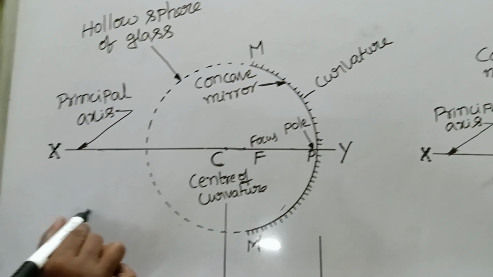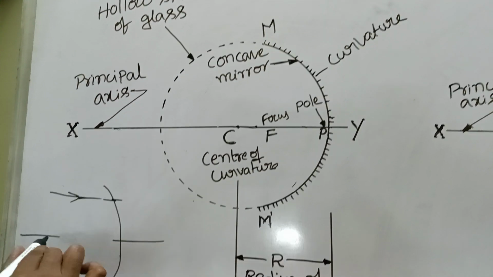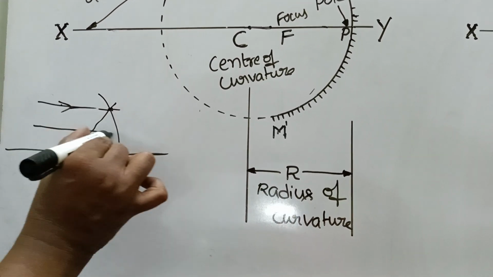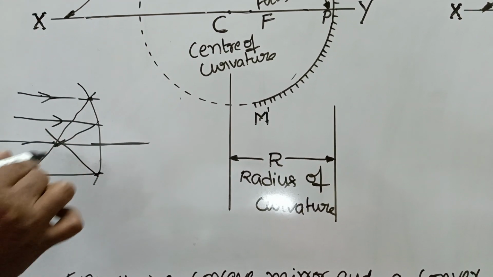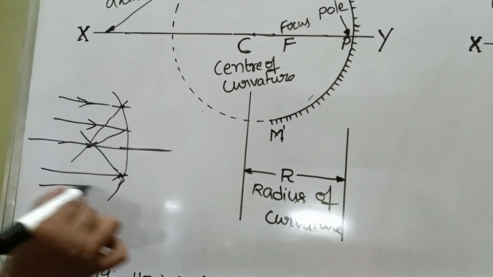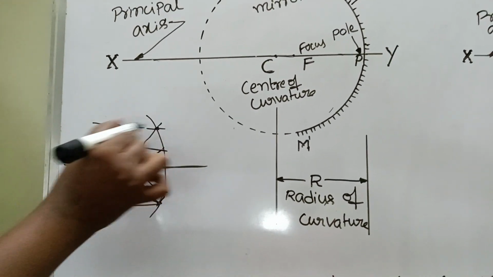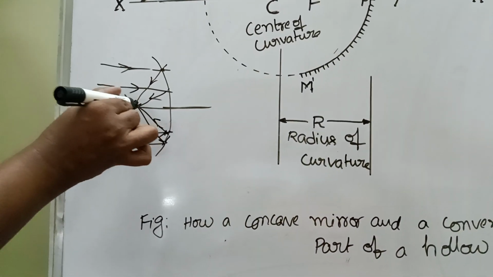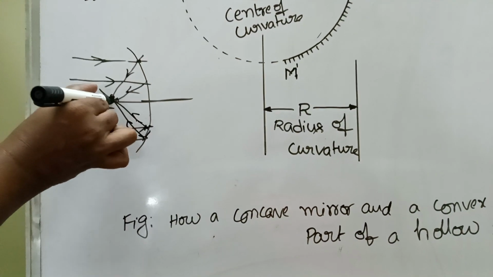For example, there are some rays, for example sun rays. They fall, suppose this is one ray, then that is converged here, another ray is again focused here, and we get another parallel ray that is concentrating here, and another parallel ray is also concentrating here. So when parallel rays are incident and reflected, they are concentrated or focused at a particular point. That point at which reflected rays are focused or concentrated is called the focus.